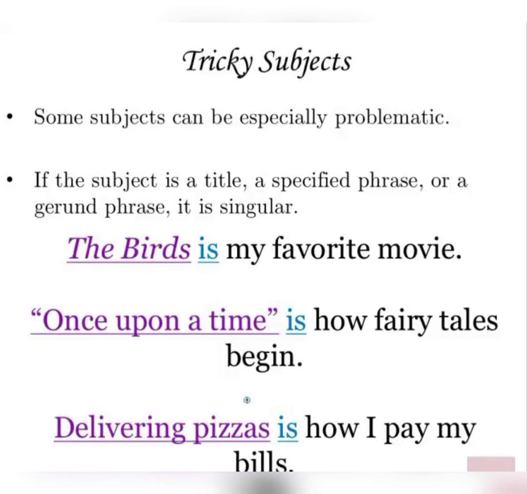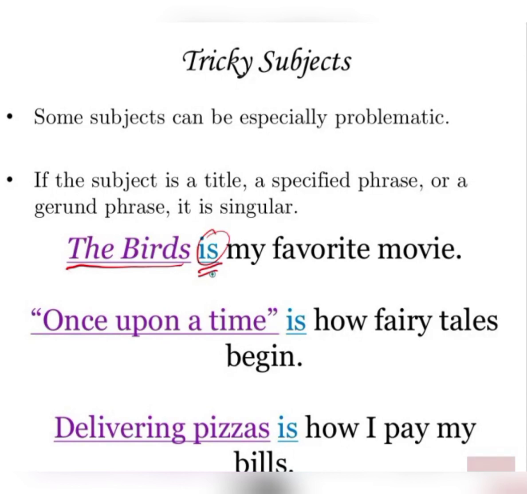All right, if the subject is a title, a specified phrase, or a gerund phrase, it is singular. It doesn't matter what's actually in that title or specified phrase. So, classic example, The Birds is my favorite movie. Well, normally birds would be a plural noun, but The Birds is the title of a famous movie directed by Alfred Hitchcock, so you treat it as one thing. The Birds is my favorite movie.